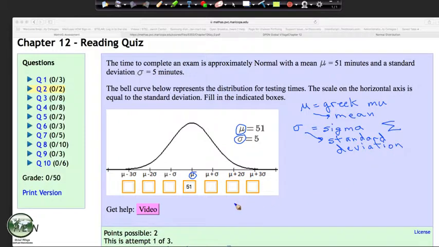So actually, instead of going back and forth, I'll just write down here. So 51 is the mean. This is just telling us we take the mean plus 1 standard deviation. Standard deviation is 5, so that's 51 plus 5.